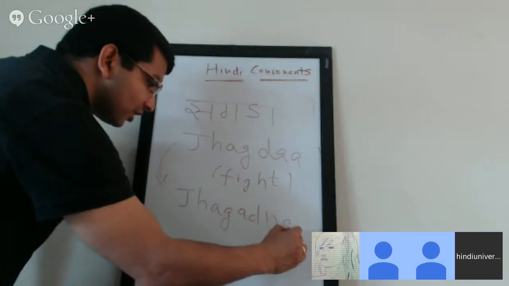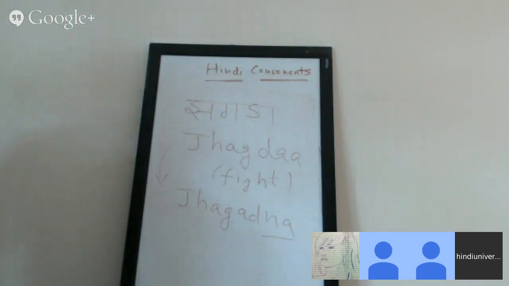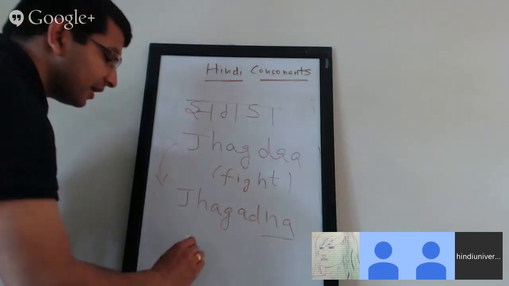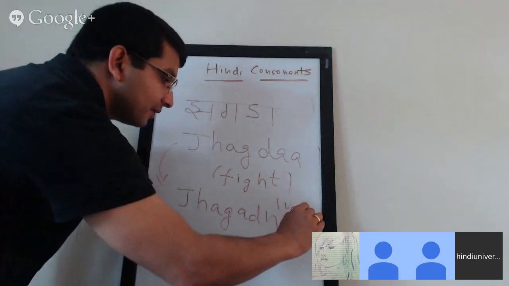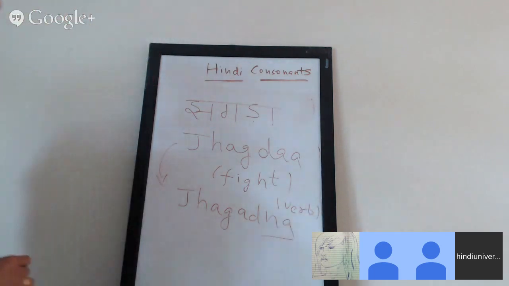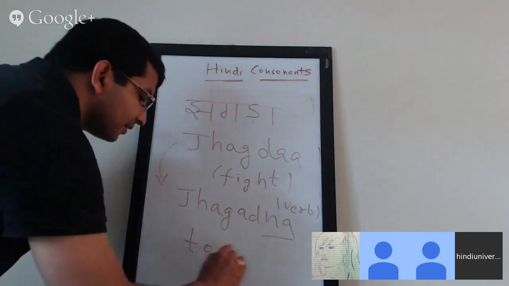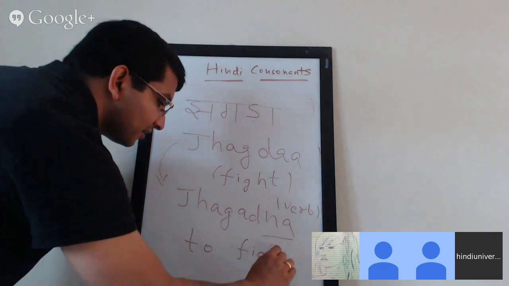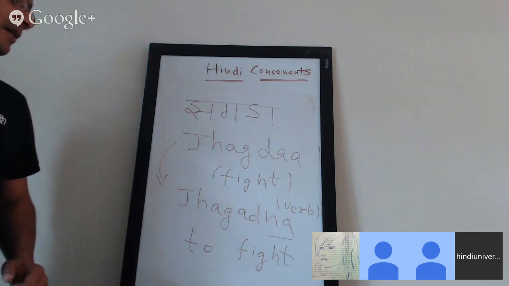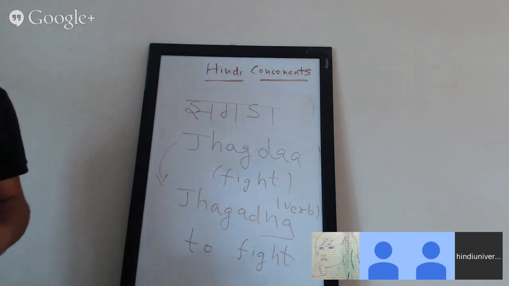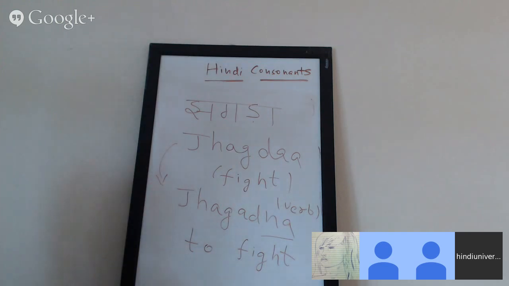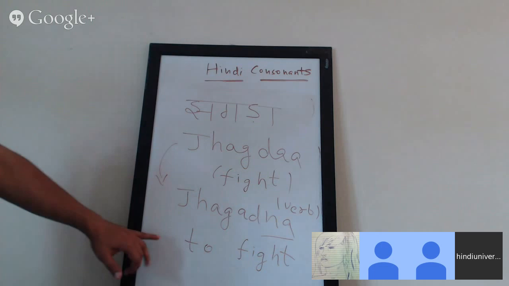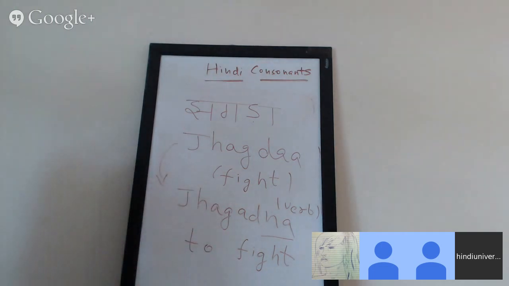It also has a J sound in it. However, if you remember, this particular word, Jagadna, is a verb. Jagadna is to fight, whereas Jagda is a fight. When you say Jagda ho raha hai, that means a fight is happening or taking place. When I say मैं झगड़ रहा हूँ, that means I am fighting.